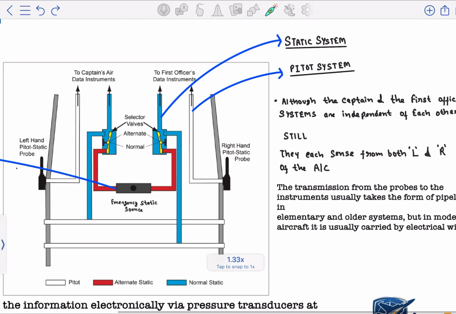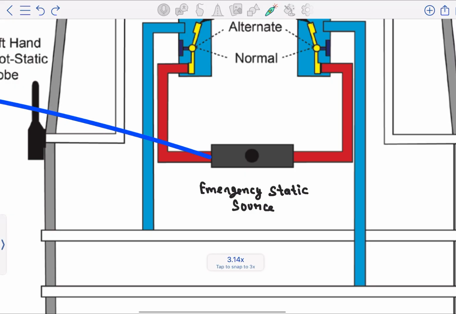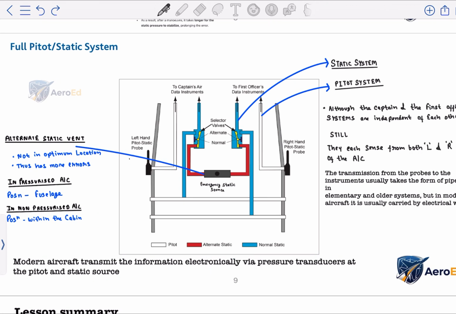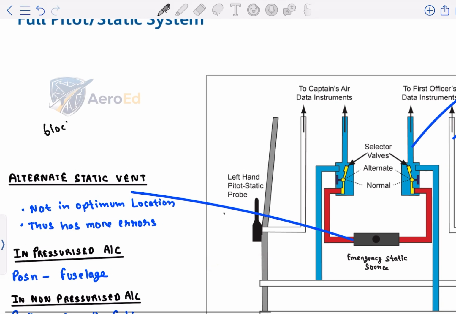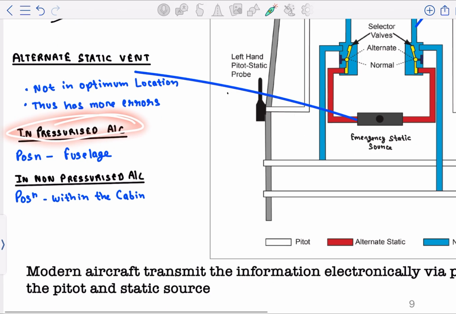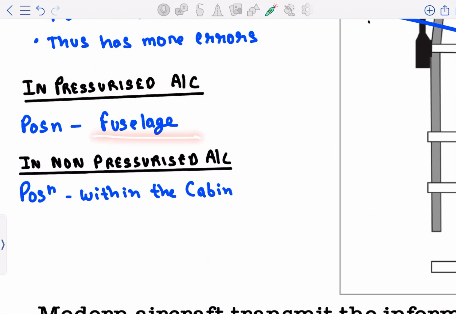Next, here it is written: emergency static source. When do we use this emergency static source? When there's a blockage of the main static source, the static vents, due to icing or insects blocking them. The alternate static vent is used at that time. It is not in the optimum location compared to the actual static vent, so it has more errors. But where is it positioned? In pressurized aircraft, it is positioned in the fuselage, and in non-pressurized aircraft, it is positioned within the cabin.